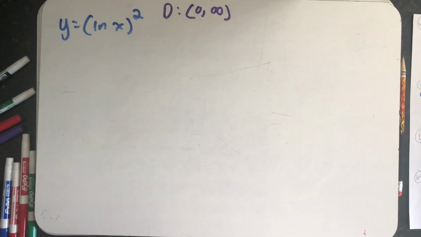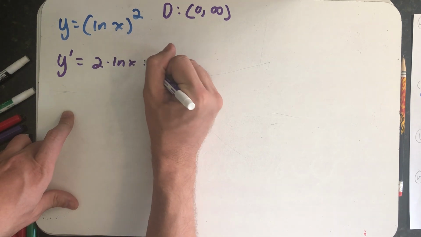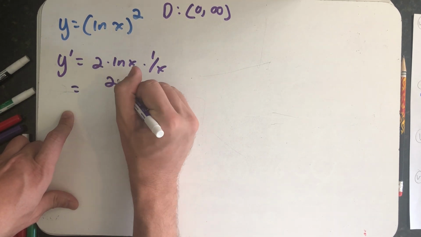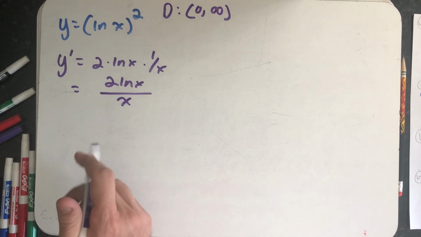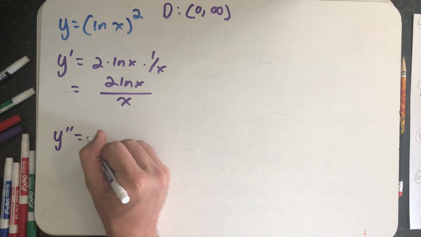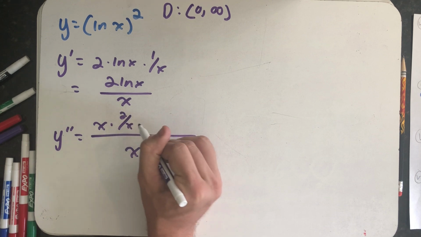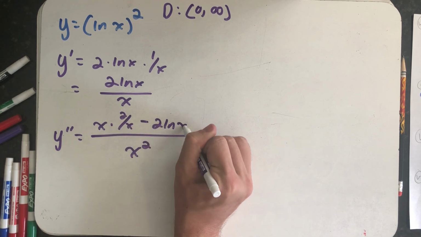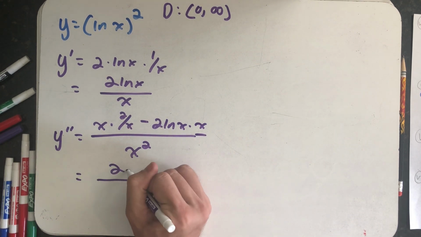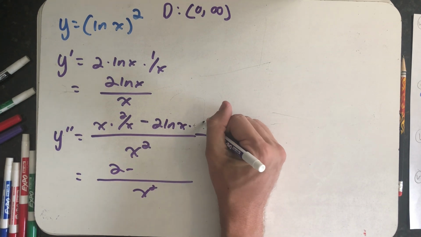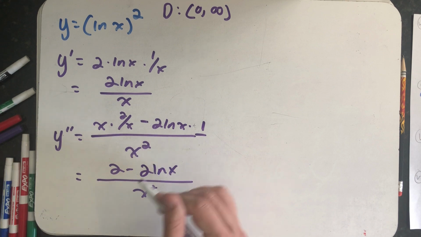So let's compute two derivatives. The power rule and the chain rule tell me that the first derivative is 2 times the natural log of x all over x. Okay, so now let's take a second derivative. The bottom gets squared, and then I have the bottom times the derivative of the top minus the top times the derivative of the bottom. Simplify that, and the derivative of x is 1, and I'll have 2 minus 2 times the natural log of x.